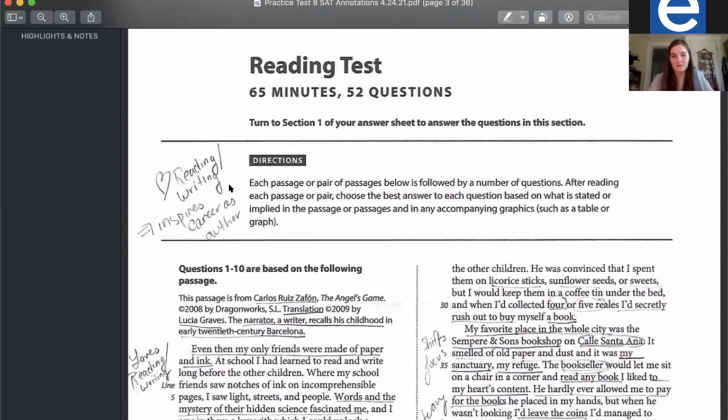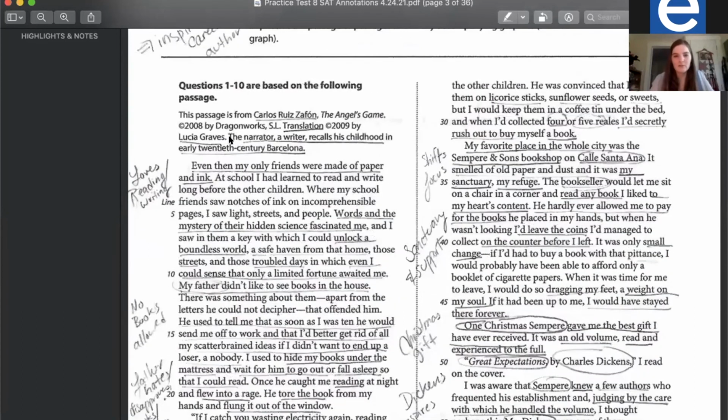Okay. So this is an example from practice test 8 that I did. Up here is my overarching idea of what this passage is about. The section I mentioned before where they're giving you key information is here, where they say the narrator or writer recalls his childhood in early 20th century Barcelona.